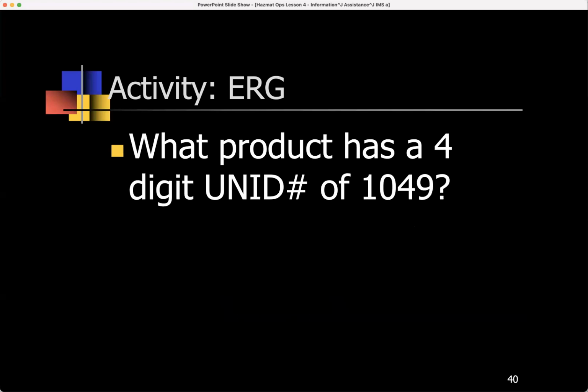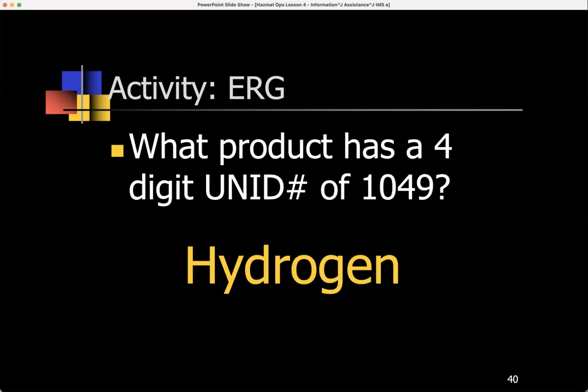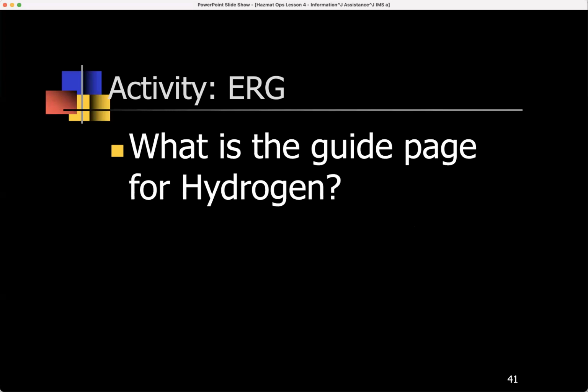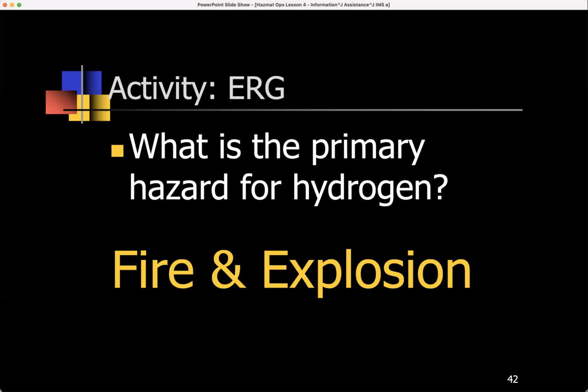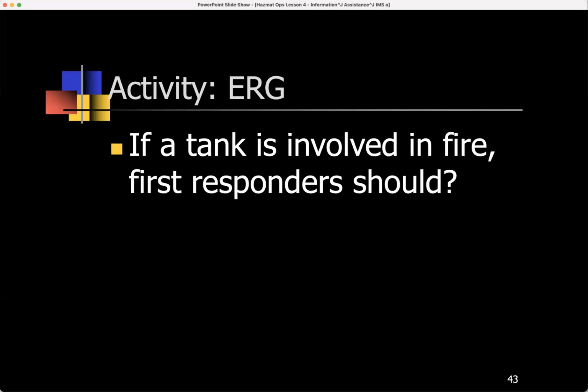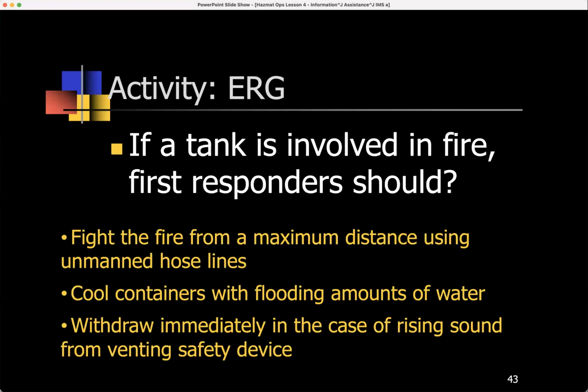What product has a 4-digit UN ID number of 1049? So we go to the yellow section of the ERG and find out it's hydrogen. Then we'd find out what the guide page is. It's 115. We go to the orange section and find out the primary hazard for hydrogen is fire and explosion. If a tank is involved in fire for hydrogen, we would fight the fire from a maximum distance using unmanned hose lines, cool the containers with flooding amounts of water, and withdraw immediately in the case of a rising sound from venting safety devices.